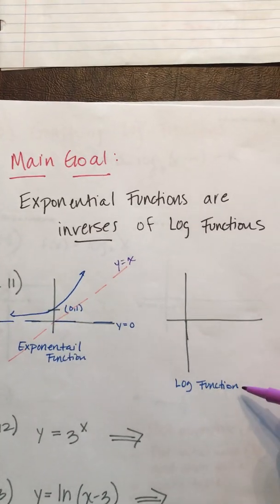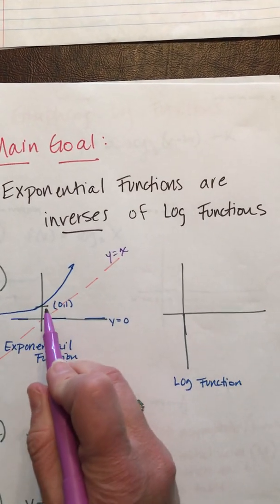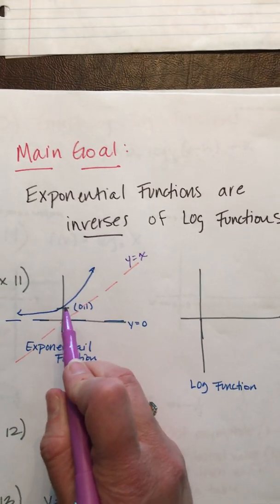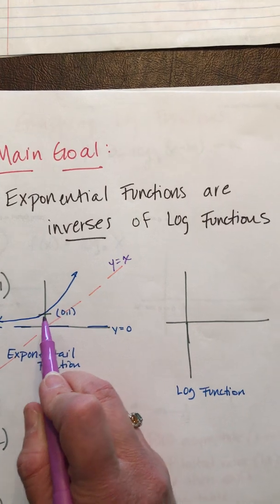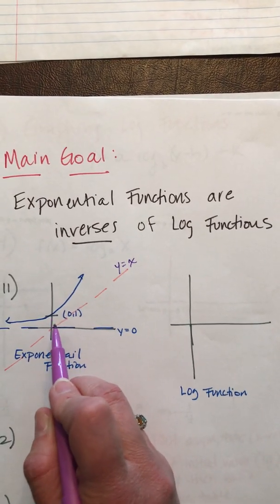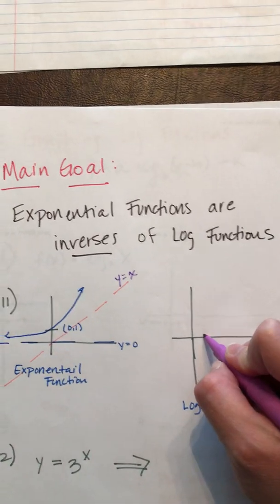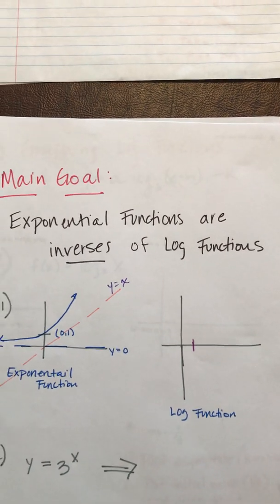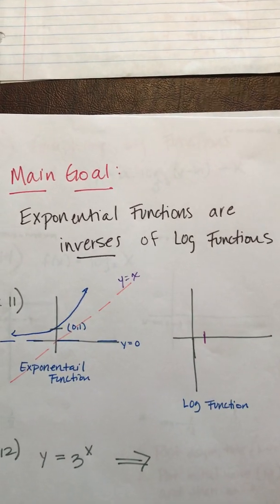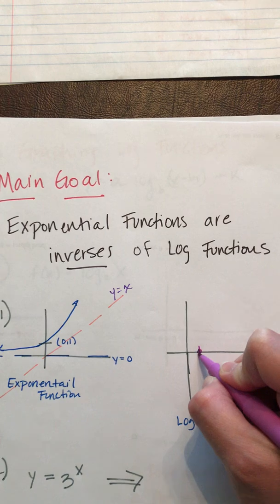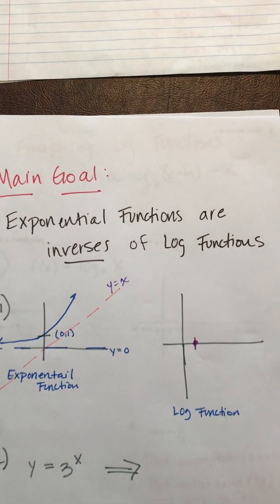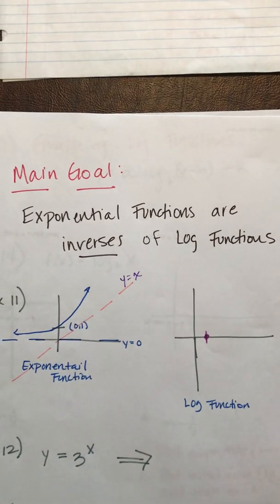So I just want to show you the log function. Because this plain exponential function with no shifts has an initial value at 0, 1, if you took the inverse of the point 0, 1, you would get 1, 0. And that's generally, without any shifts, where your log function is going to start.